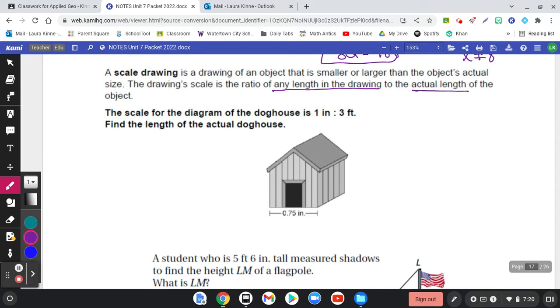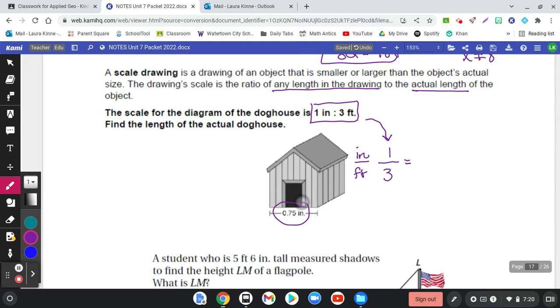Okay, so it says the scale for the diagram of the doghouse is 1 inch is equivalent to 3 feet. Find the length of the actual doghouse. Well, this is always your first fraction. We can write a ratio as a fraction instead. And I'm just going to write what it was, inches over feet. I call it a guiding fraction, just to help me decide how to set it up. So I had inches over feet.